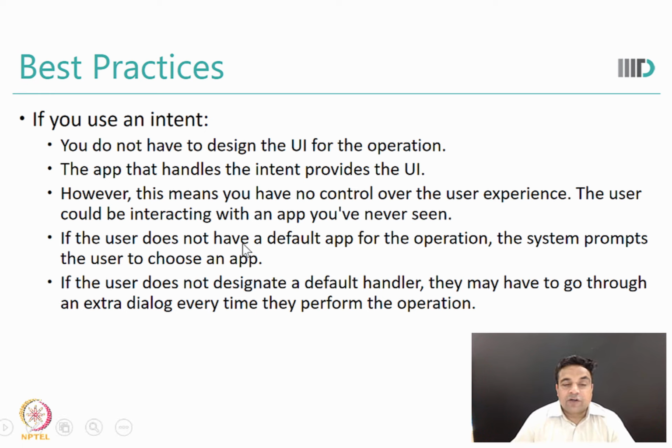Now, in this case, if the user doesn't have a default app, then the system prompts the user to choose an app. Otherwise, the default app is used, such as if you are using the Chrome browser on Android, then the Chrome browser will be used. Otherwise, if you have, let's say, Firefox and Chrome, then the user will be given a choice.